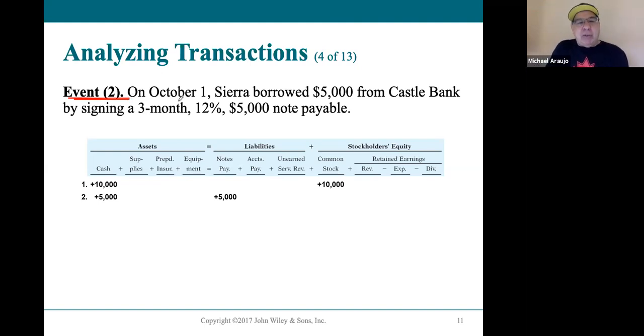All right. So also on October the 1st, as you remember, Sierra Corporation borrowed $5,000 from Castle Bank by signing a 3-month, 12%, $5,000 note payable. We analyzed this. We said, okay, we have more cash for sure, but now we have more notes payable. So just as a way of moving things around here.